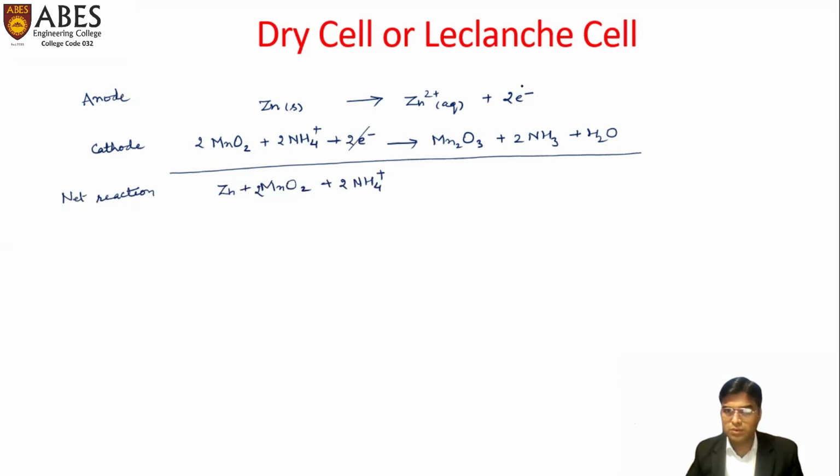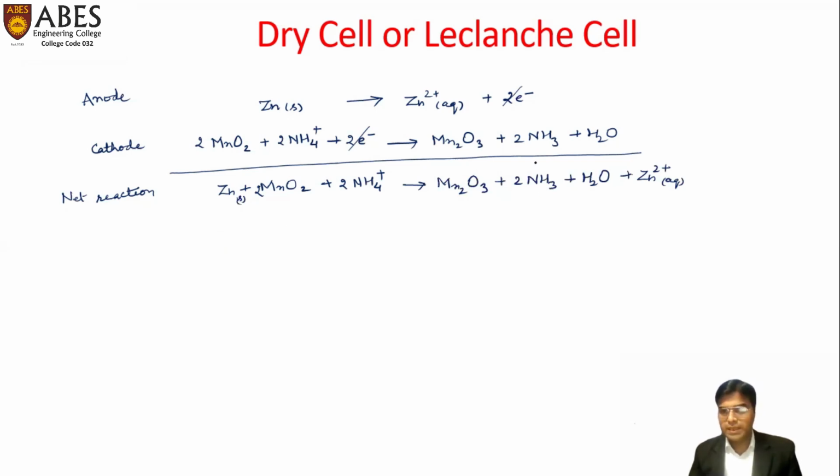these 2 electrons on the product side and the reactant side cancel each other. It forms Mn2O3 plus 2NH3 plus H2O plus zinc 2 plus. It is in aqueous state and it is in the solid state.